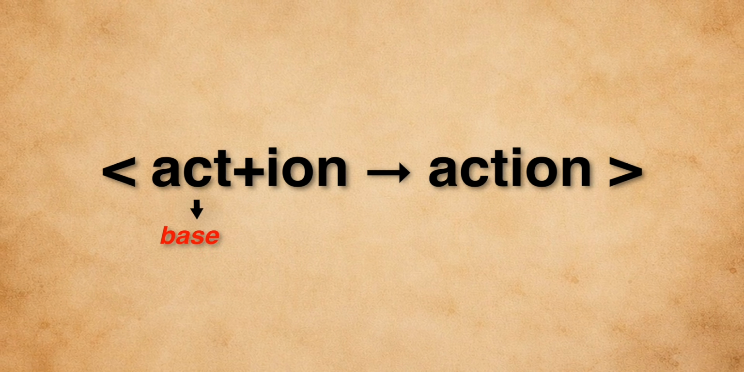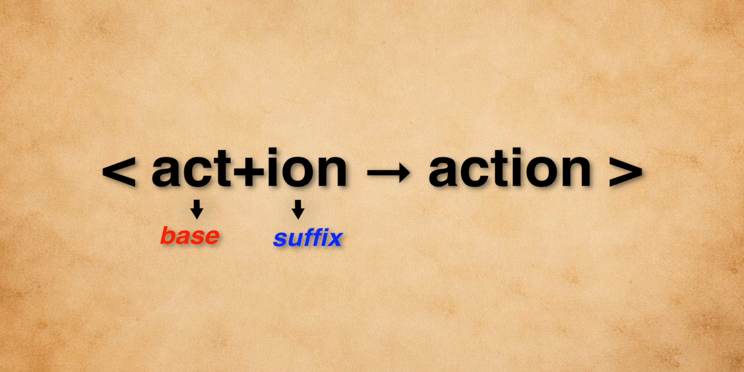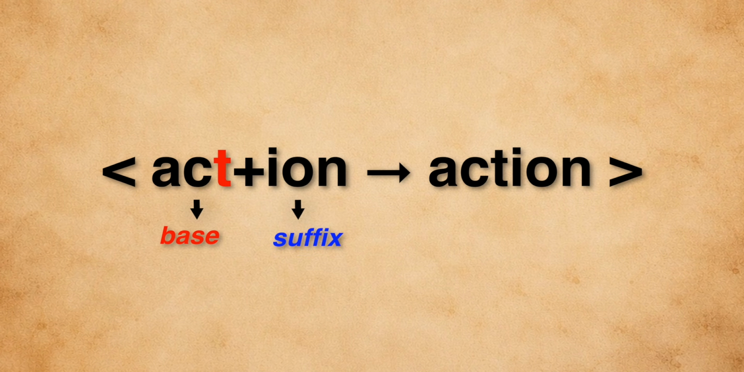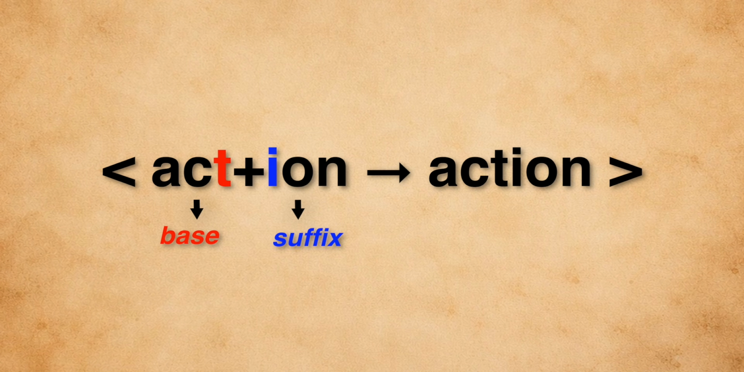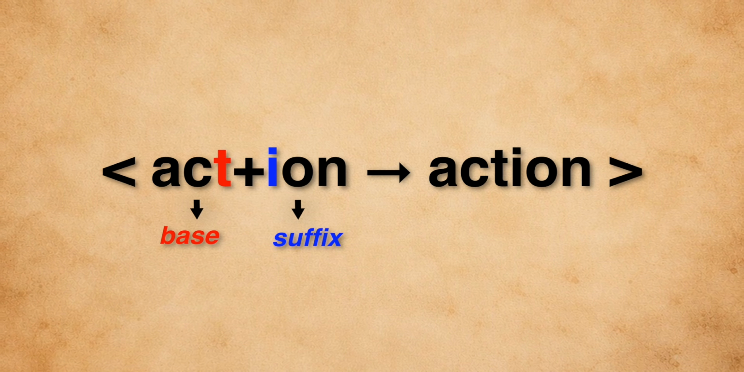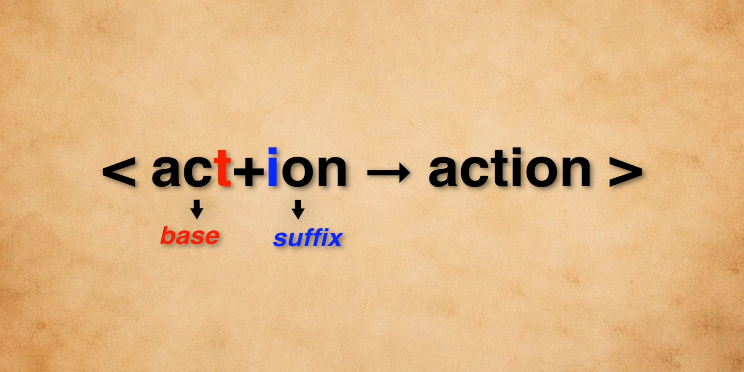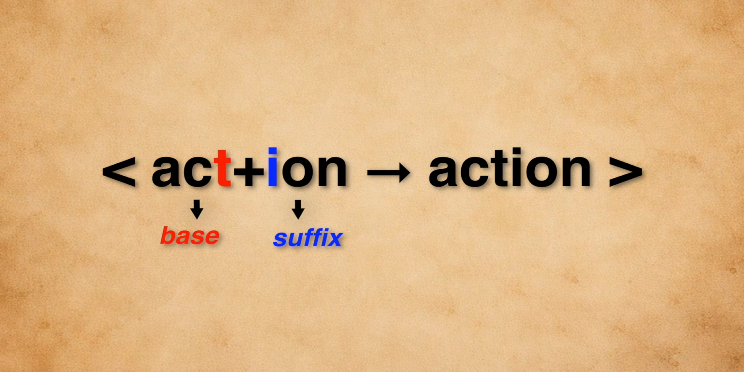Act is the base. ION is the suffix. The T belongs entirely to the base, act, and the I belongs entirely to the suffix. There is never a moment when these letters form a single grapheme. Phonics fuses them together. The writing system does not. Let's look at the sound. Why do we hear sh? Phonics teaches TION says shun, and that's exactly the problem.